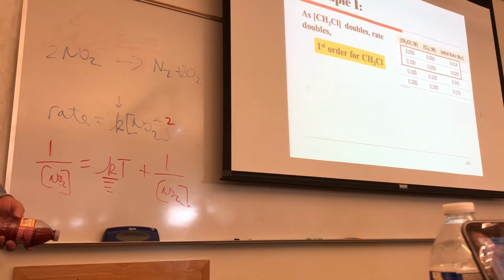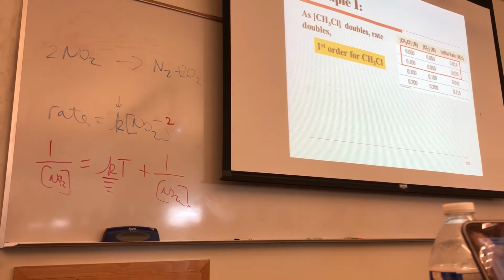So that would be the square root. Remember the square root? I heard second order, so if this quadrupled, what would that mean? Second order. If it didn't change, it would mean zero order. If it went up by 1.4, that's the square root, then it was a half order.